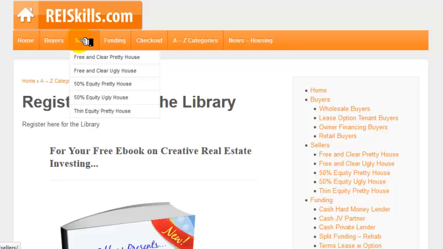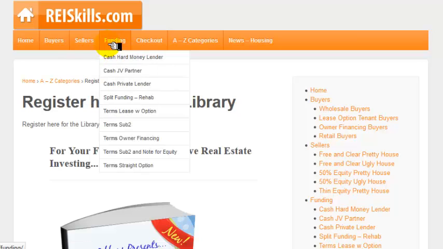Now, sellers, you want to think about what kind of seller we are dealing with. We're dealing with a free and clear, no loan. That's what free and clear means, no loans against it. Is it a pretty house, no work? Is it a free and clear ugly house, needs some work or a lot of work? Is it a 50% equity pretty house? Is it a 50% equity ugly house? Is it a thin equity pretty house? Now these thin equity pretty houses are lease option assignments or subject to, and we really love the thin equity pretty houses because it's the least amount of our time, and we make about $5,000 a house. So if you don't know anything about that, let us know.